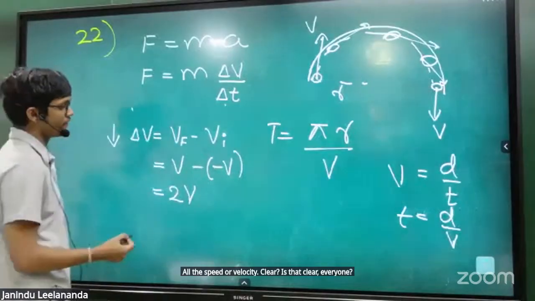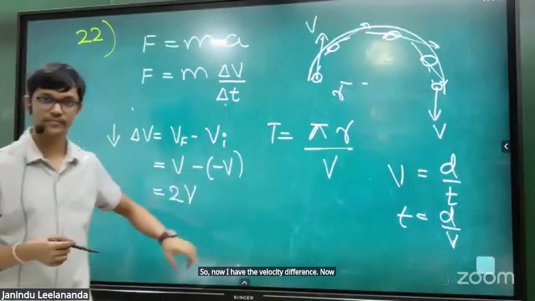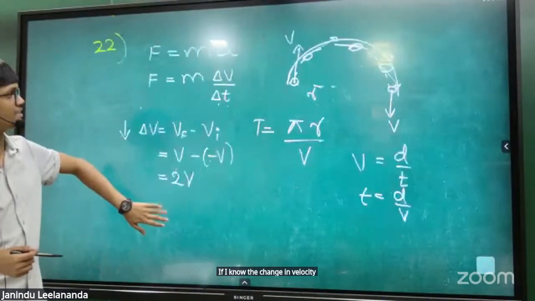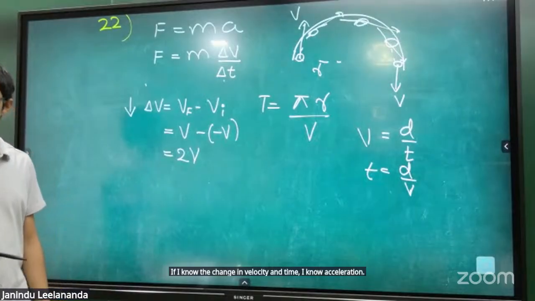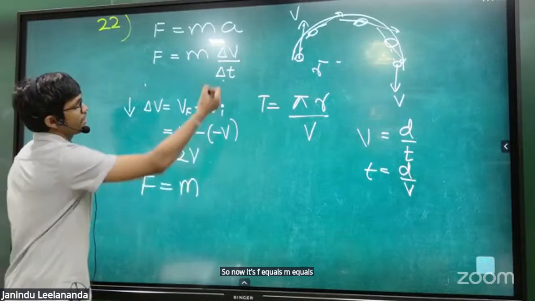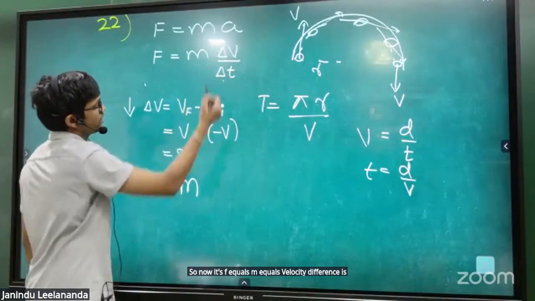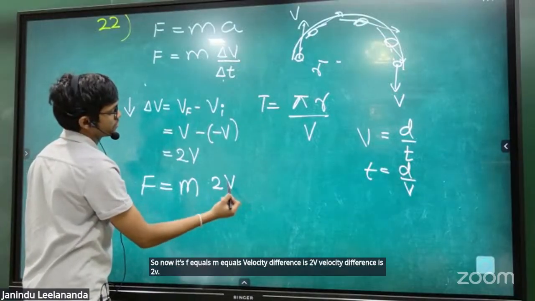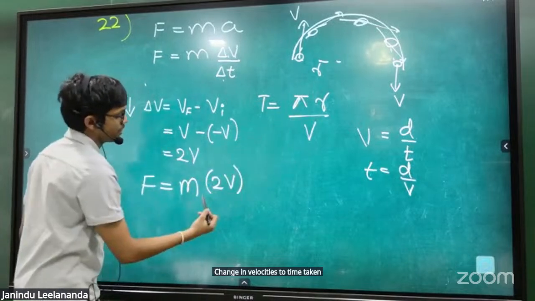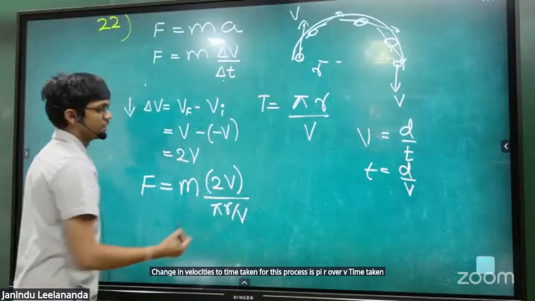So now I have the velocity difference. Now I have the time. If I know the change in velocity and time, I know acceleration. Clear? So now it's F equals m a. Velocity difference is 2v. Change in velocity is 2v. Time taken for this process is pi r over v.